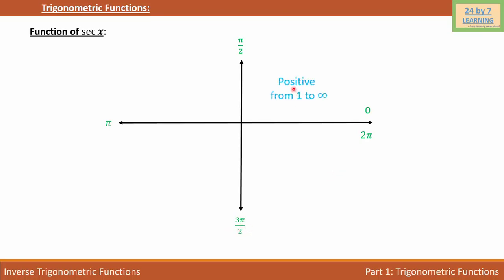The value of secant is positive in the first quadrant, and the values vary from 1 to infinity. The value of secant is negative in the second quadrant, and the value varies from negative infinity to negative 1. The value of secant is negative in the third quadrant, and the values vary from negative 1 to negative infinity. And the value of secant is positive in the fourth quadrant, and the value varies from infinity to 1.